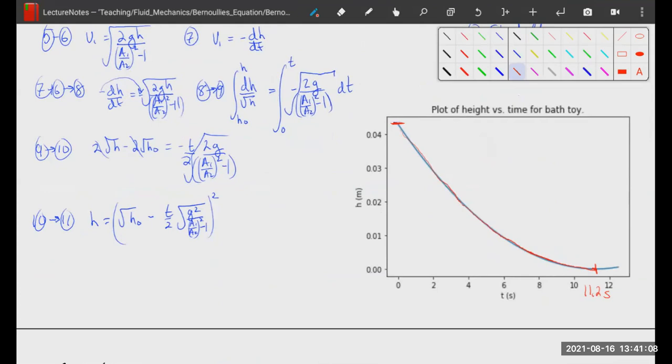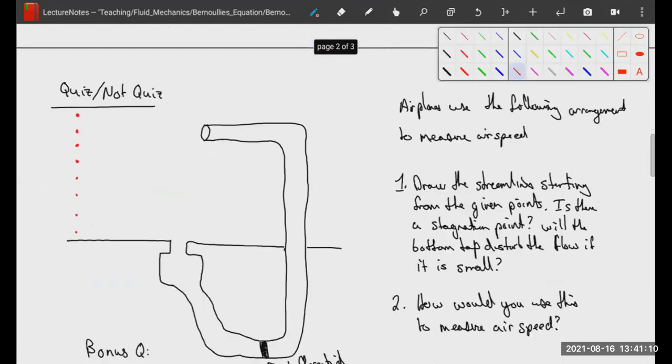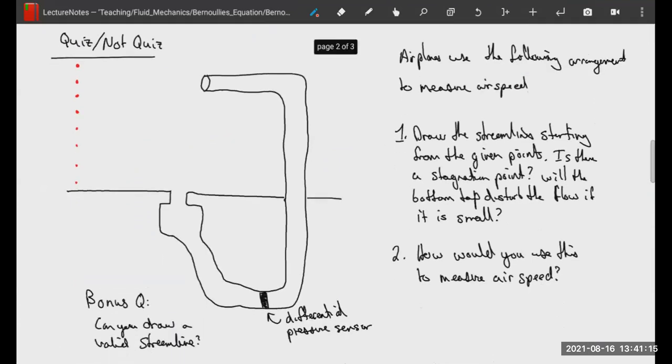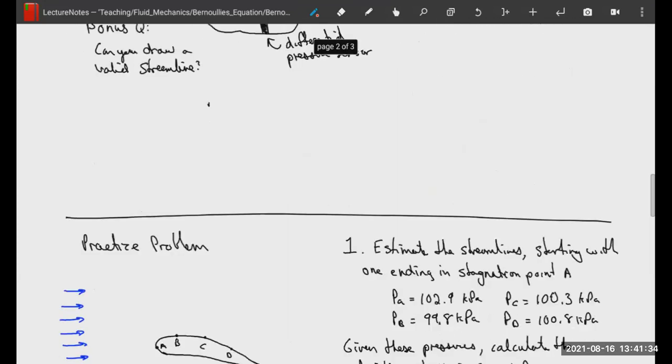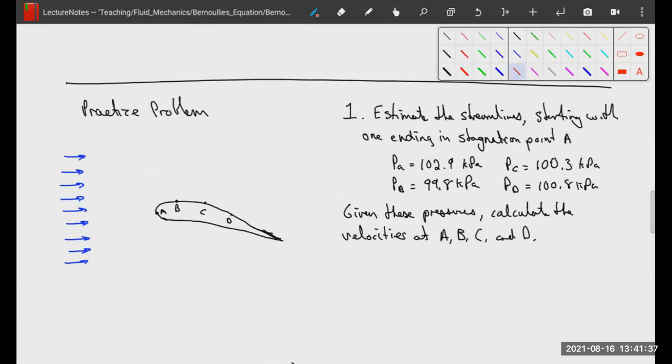Cool. All right. So we're going to do a quiz, not quiz, that talks about pitot tubes, which are used by airplanes to determine their airspeed. Remember, we talked about how you can use stagnation pressure to measure the velocity of air. Well, we're going to talk about exactly how airplanes do that, and calculate an equation that helps us determine the velocity from two different pressure measurements. Cool. For now, though, we're going to talk about a practice problem where we look at the pressure variation across a wing, right?